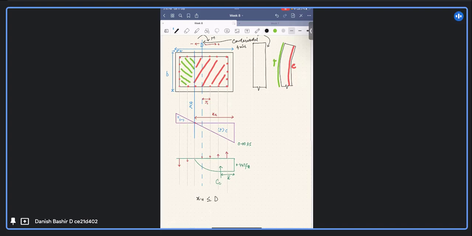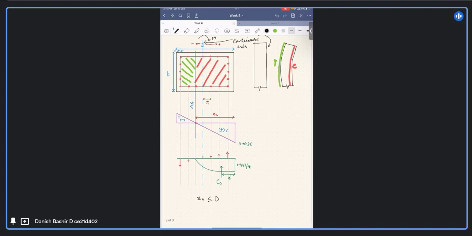If the neutral axis lies outside the cross section of our column, we have to do it differently, because there we have to extend our strain profile. I will show that as well.